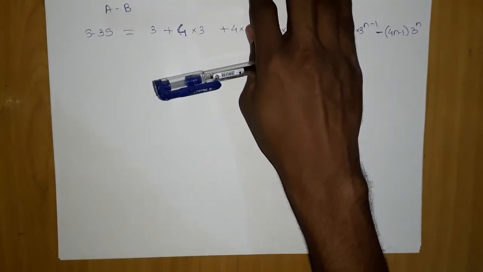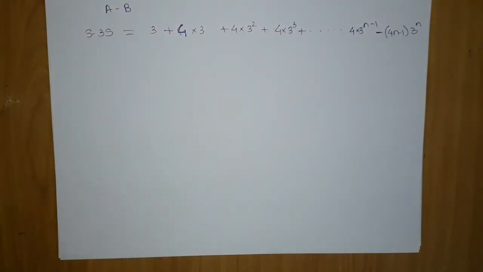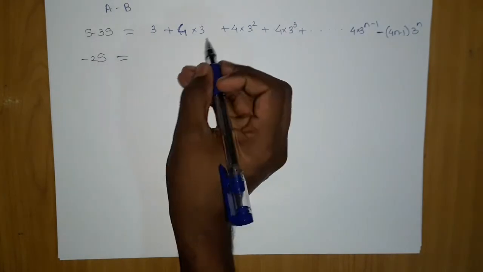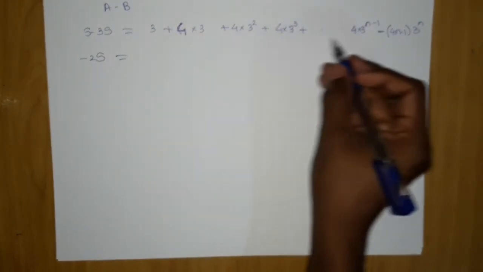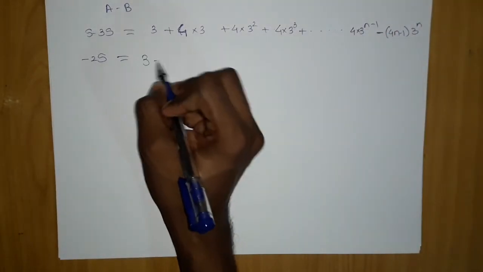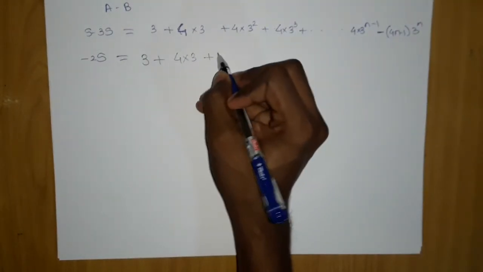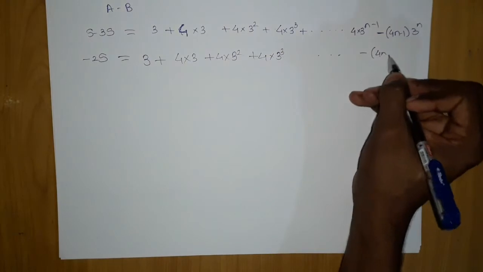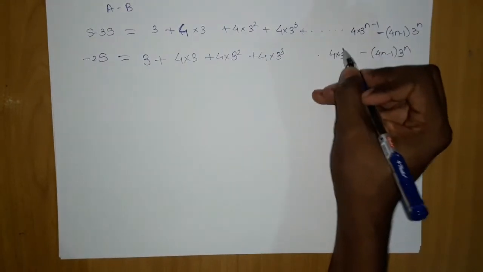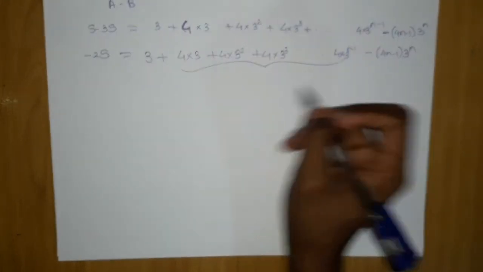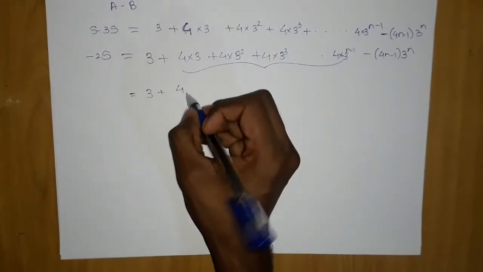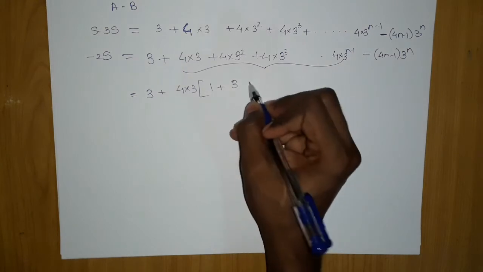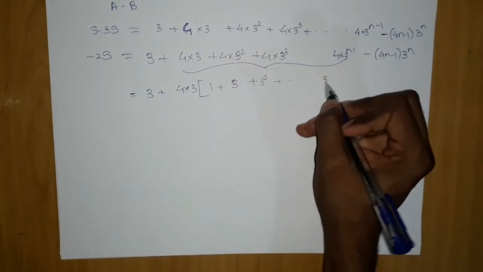After doing this, we can simplify it. It is minus 2S. This is 3, and these terms are forming a GP. So 3 plus 4 into 3 plus 4 into 3 square, 4 into 3 cube, and so on, minus (4n minus 1) into 3 power n, and here 4 into 3 power n minus 1. Now I will take 4 into 3 common, which will create here 1, then 3, then 3 square, till 3 power n minus 2.